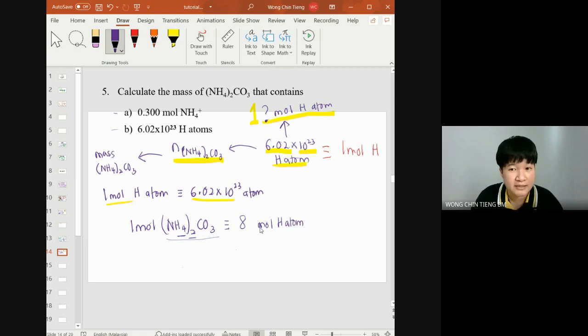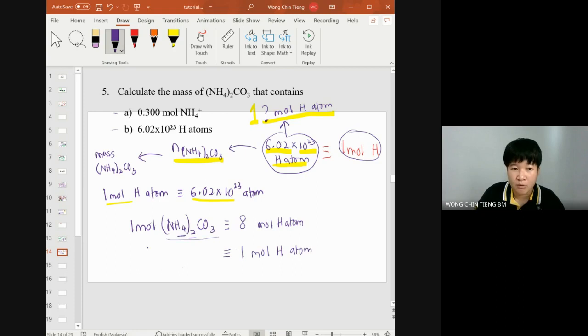But in our pocket we don't have 8 mole. The question only gives 1 mole. We only have 1 mole. So if I have only 1 mole of hydrogen atom, how many mole of ammonium carbonate do we actually have? Okay. Find the number of mole over here.